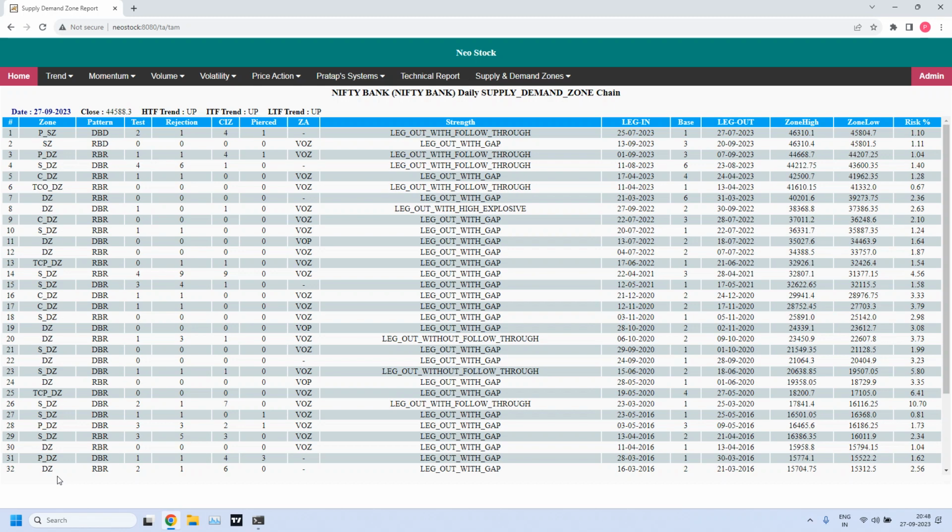So this is the daily chain. Always look into the trends. LTF is always your entry. In this heading, whatever the time frame I am showing, that is the LTF. And one time frame higher is ITF. And again, the next one more time frame higher is HTF. For example, if this is daily, this is going to be weekly, and this is going to be monthly.